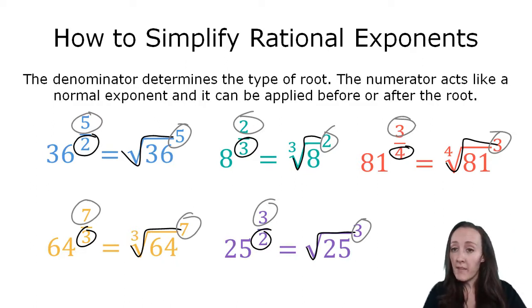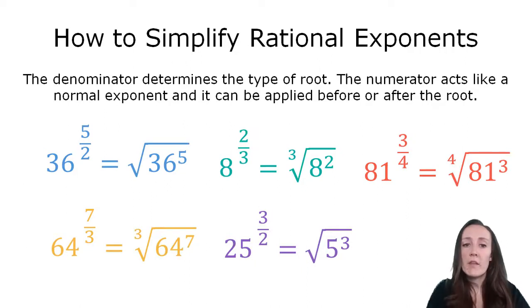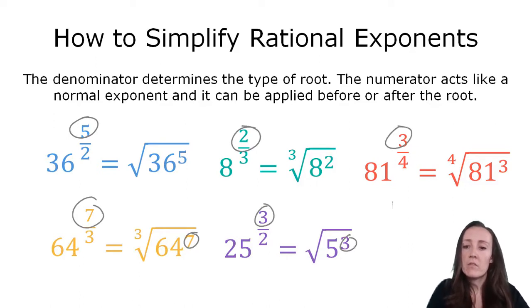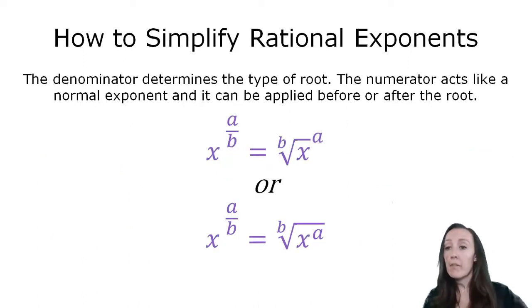So you can do it that way. That's the way I prefer to do it. Or you can also do it this way, where you switch the order that you do it in. So you do the exponents first, or the numerators first, by doing these powers, and then doing the roots after that. But the principle is still the same, that the denominator tells you what kind of root you're going to do, and the numerator just acts like a normal exponent. And you can do it either before or after the root is applied. So if you want a formula to write down in your math notes, these would be the 2 formulas, and that is how you simplify rational exponents.